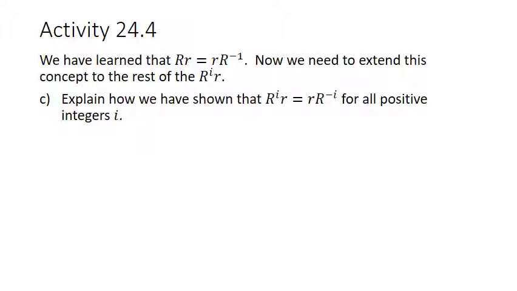Part C: explain how we have shown that big R to the I times little r equals little r times big R to the -I for all positive integers I. This is very simple. What we actually did was a proof by induction.